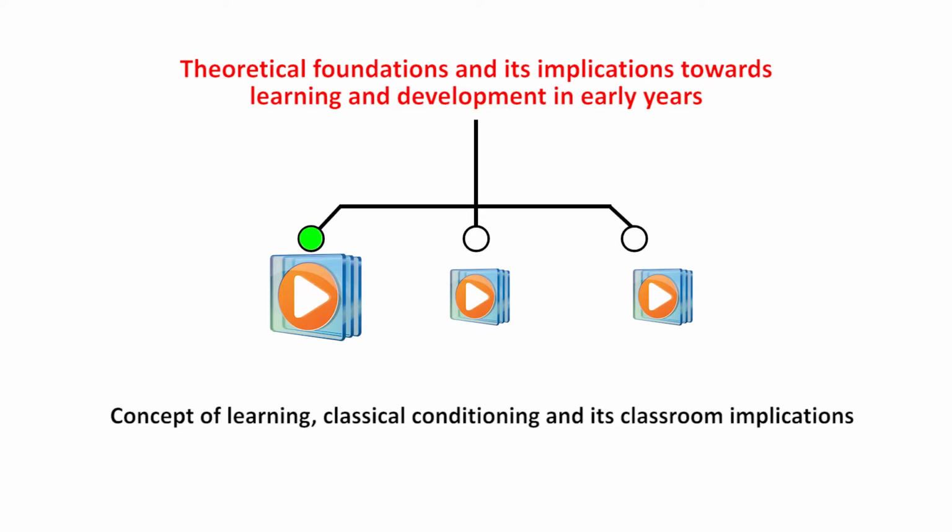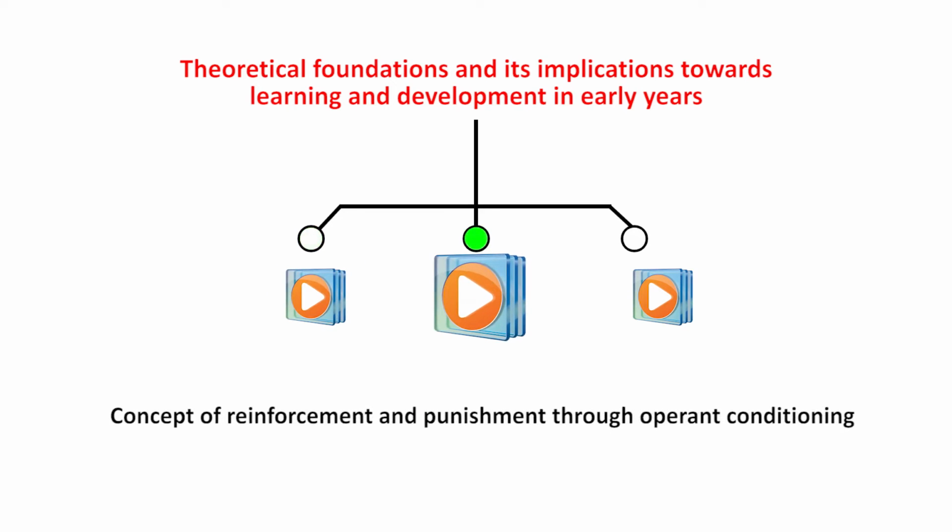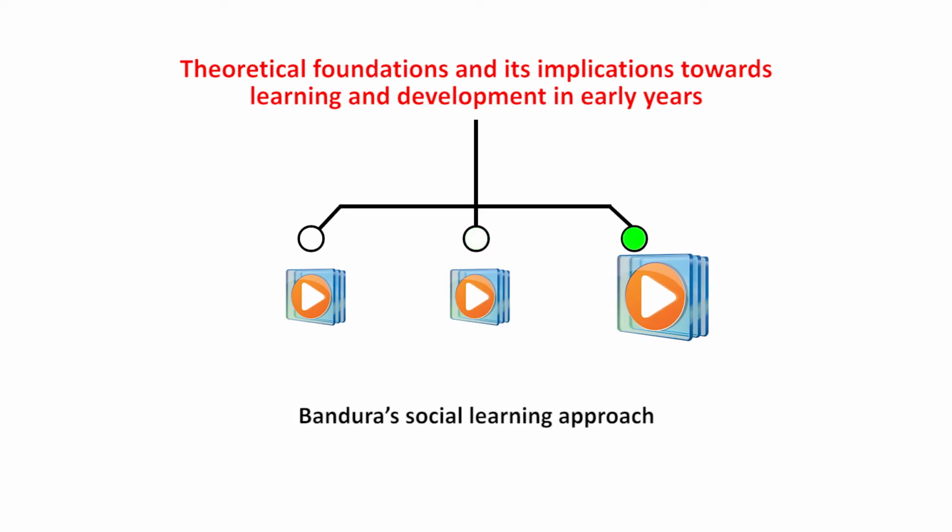The first video would elaborate on the concept of learning, and it would explain how classical conditioning helps towards learning. The second video would elaborate on operant conditioning and how reinforcement and punishment play an important role towards the learning of a human being. The third video is about how children learn by means of imitation and practice in the way of social learning, as proposed by Bandura. So, now let us move on to the concept of learning.